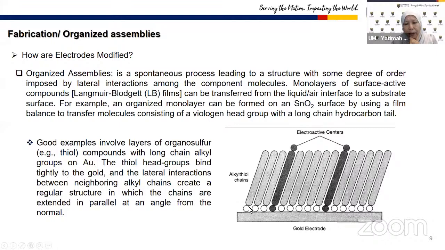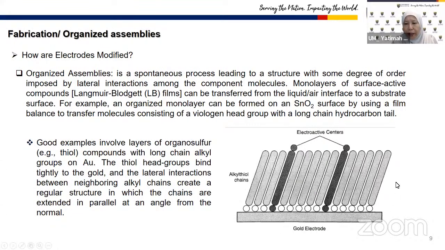So the circle here is actually referring to the thiol groups, and the lateral interactions between neighboring alkyl chains create a regular structure in which the chains are extended in parallel at an angle from the normal. So this shows organized assemblies, where the functionality of the thiols will actually interact with the gold electrode. So the gold electrode is a substrate.